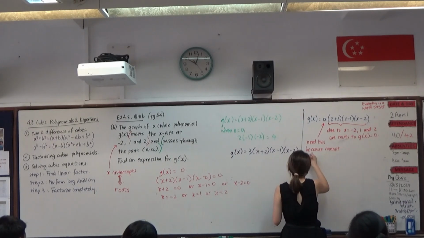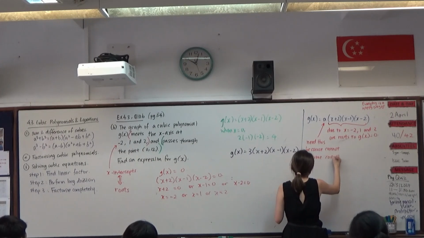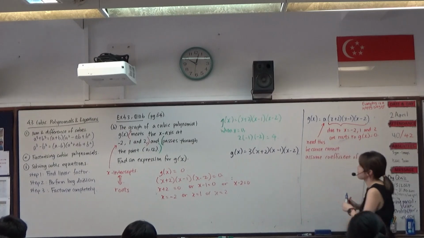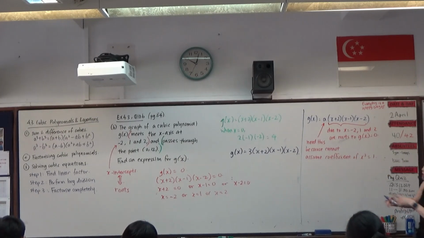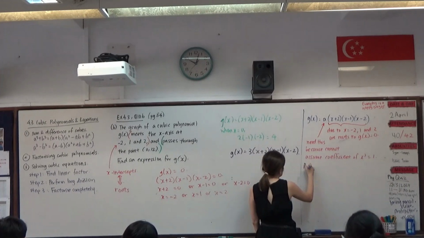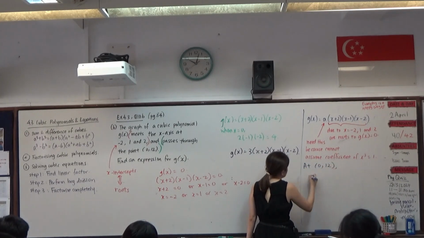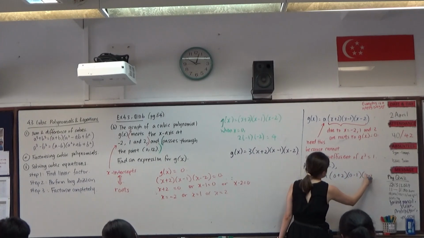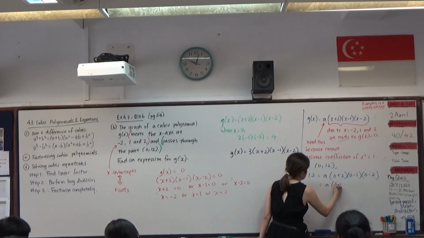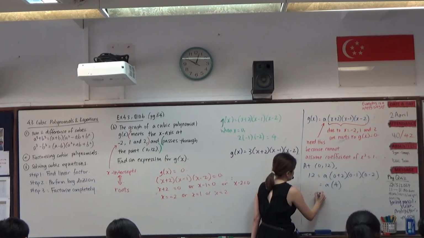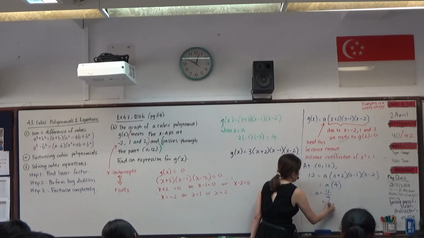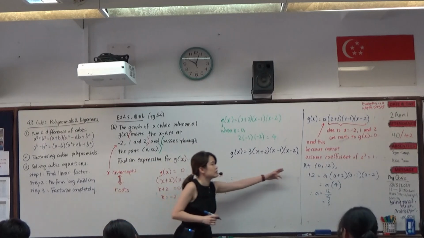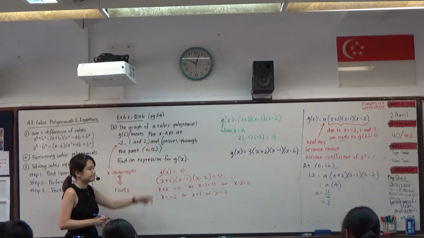Because we cannot assume the coefficient of x cubed equals 1. So now we put in (0, 12). At (0, 12), 12 equals a times (0 plus 2)(0 minus 1)(0 minus 2). And then we solve that a equals 3. So we make use of the information from the second part.